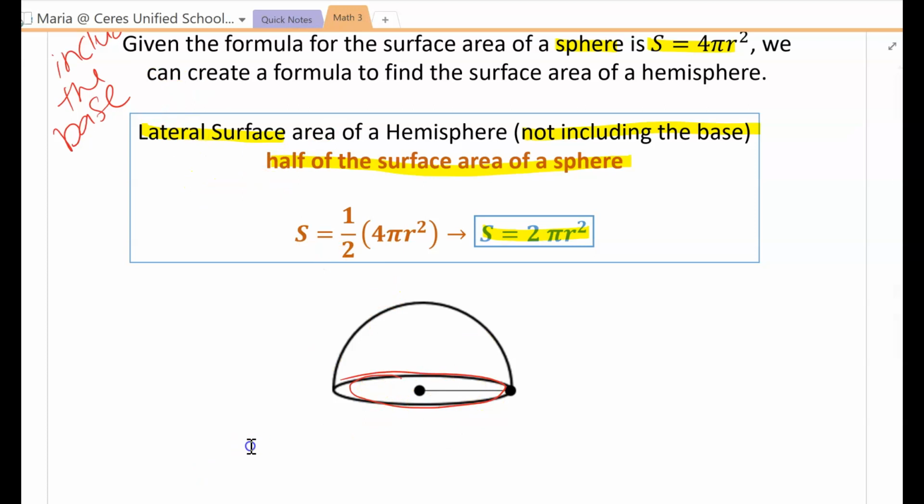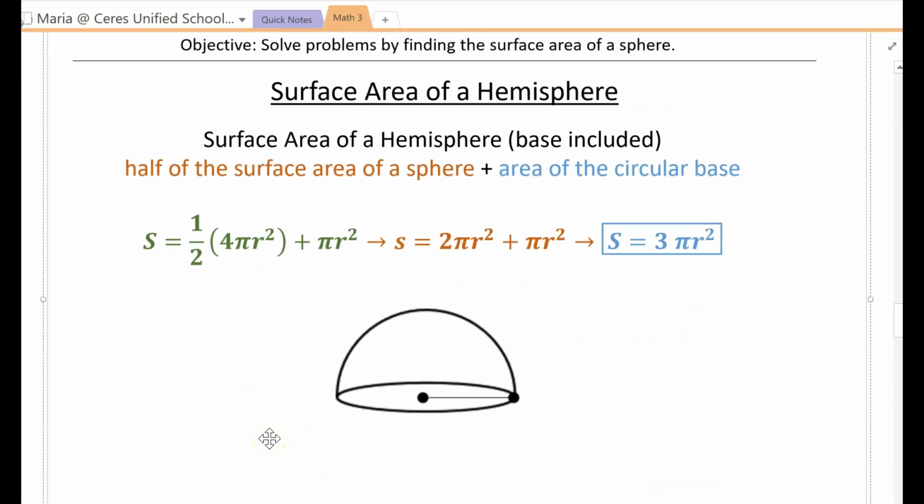Now let's look at the surface area of a hemisphere, which means you are going to include the base. So surface area is the base included.